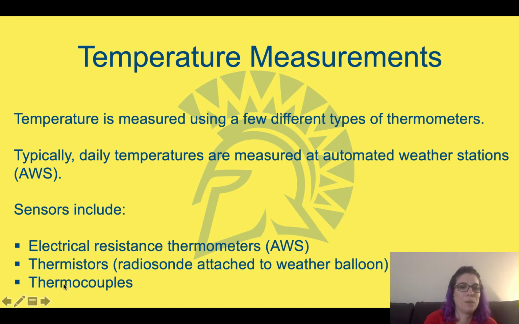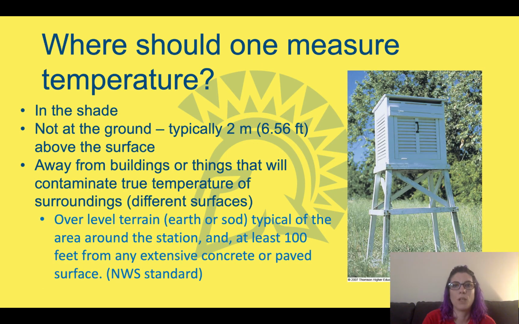You might have thermistors, which is where the radiosonde is attached to the weather balloon. That's what they use for those. And then thermocouples. So there are a few different types, and they use them for different types of readings, depending on what they're using it for.